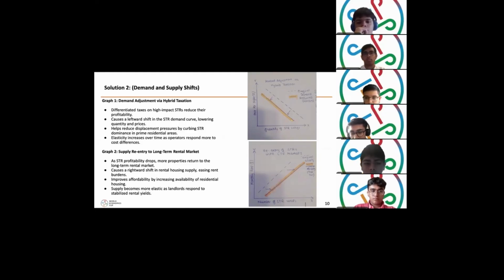If we look at graph 2, we see the re-entry of STRs into the long-term rental market. Here we see the supply side effect. As high-impact STRs become less profitable, landlords shift them back into the long-term rental market. This causes a rightward shift in the supply curve, increasing housing availability and easing rental prices. Over time, this enhances market elasticity, encouraging sustainable leasing practices and restoring housing stability. Let's move on to the next slide.